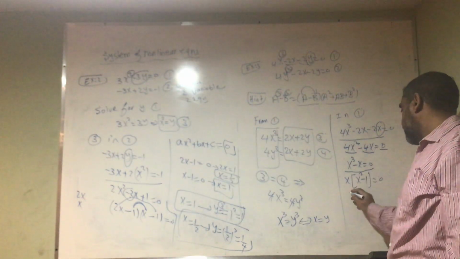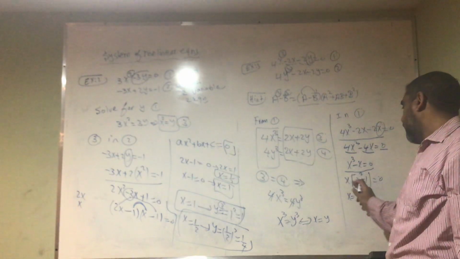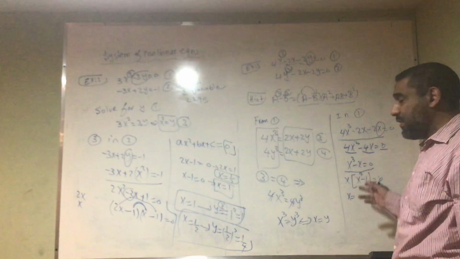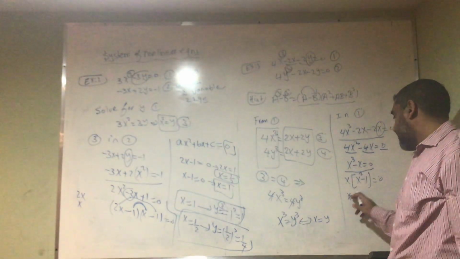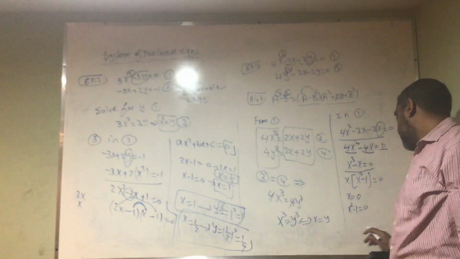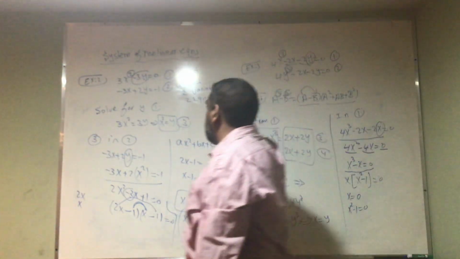So when I solve this, you have a zero product. You have two quantities whose product is 0. Then each quantity could be 0, or all of them 0. So you have x could be 0, or x squared minus 1 could be 0. Right? x squared minus 1 could be 0.